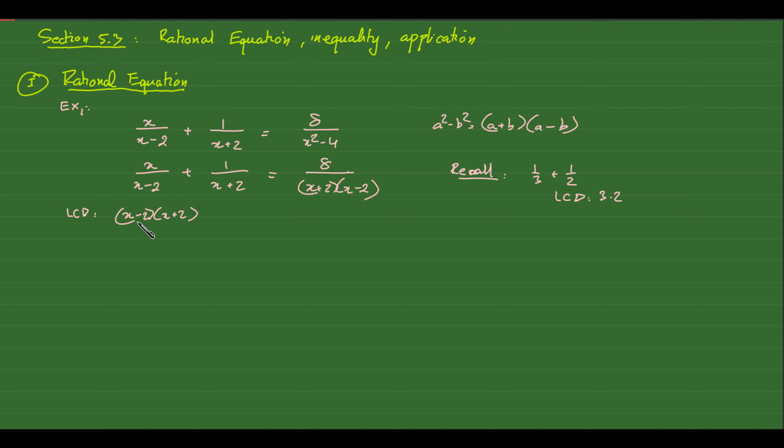Okay, so after we already know the LCD, we're going to go ahead and multiply the top and the bottom over here. So the LCD is this, right? If you look at the denominator x minus 2, it's missing the x plus 2. So I'm going to multiply the top and the bottom by x plus 2.